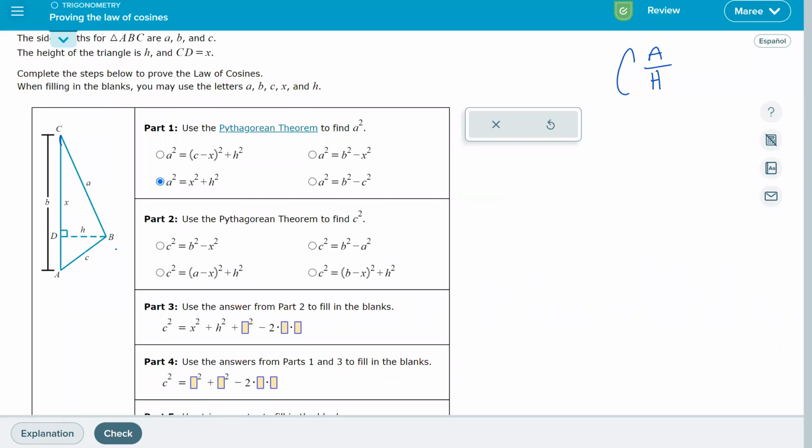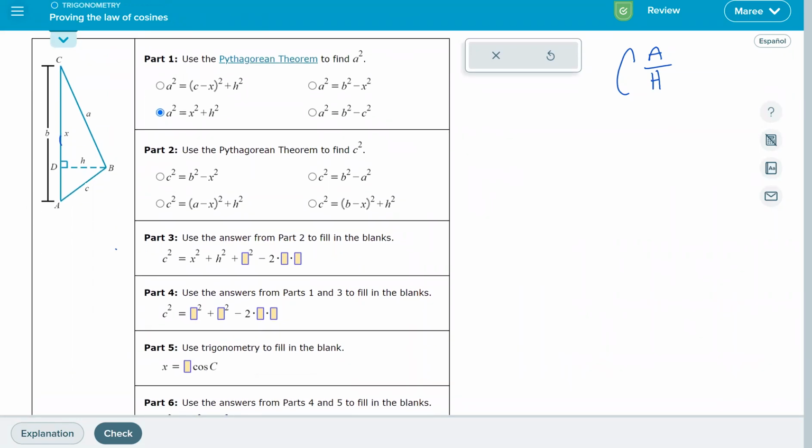Part 2. We want to use the Pythagorean theorem to find c squared. When we look at c squared, we need this side, which is not labeled, but we can call it b minus x. So c squared is the hypotenuse. We want b minus x squared plus h squared, which is the last one offered. So we will click this one.